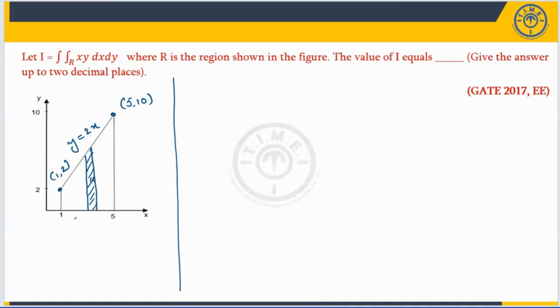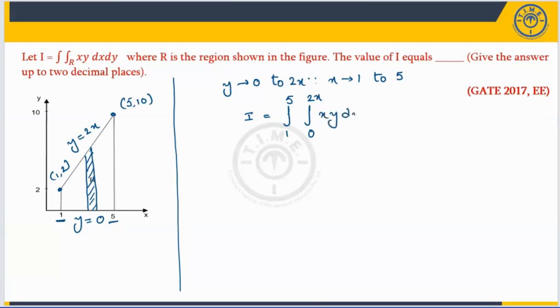The limits of y. So y is varying from where to where? y is varying from 0 to 2x. And how is x varying? The least value of x is 1, the highest value of x is 5. So x is varying from 1 to 5. Then the value of the integral is, sorry, first the constant, integral from 1 to 5, integral from 0 to 2x of xy. First you have to integrate with respect to y and then with respect to x.